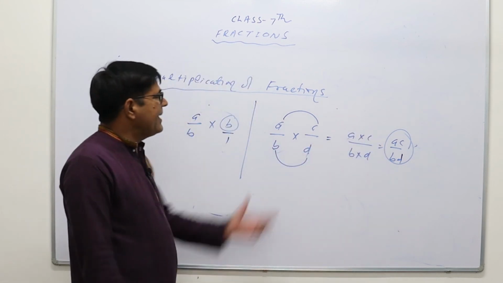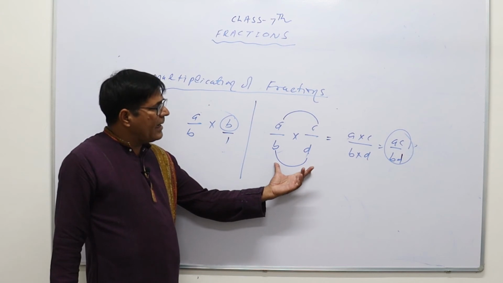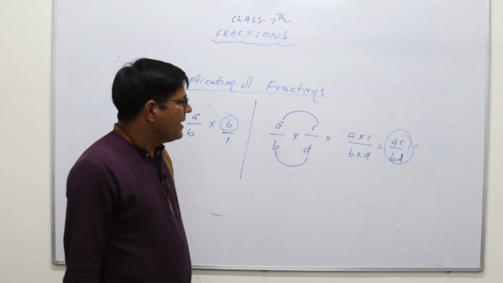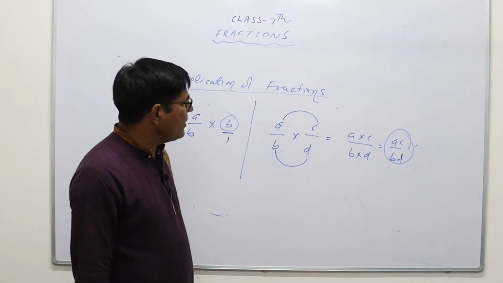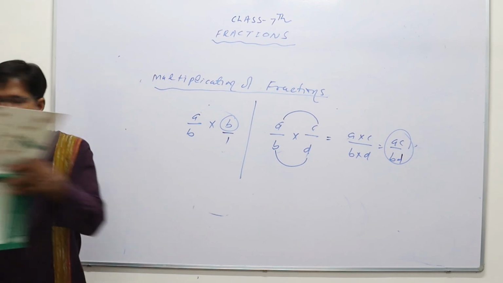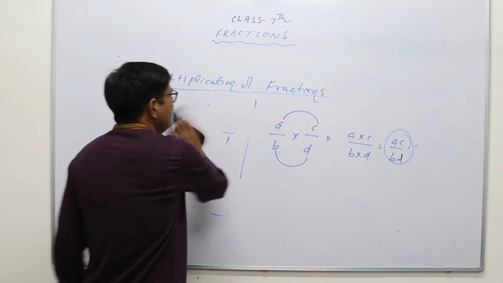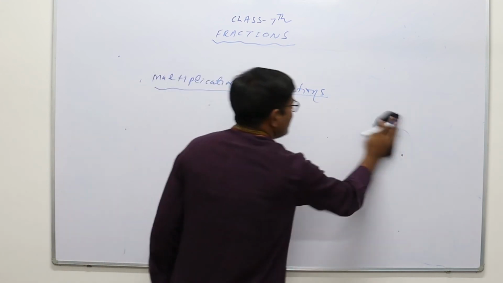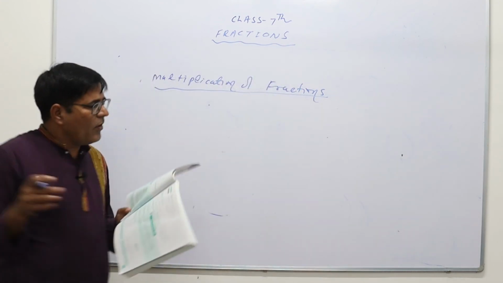But it's my suggestion that before multiplication, if there is any common factor, then first divide by the common factor so that your multiplication will be a little bit easier for you. Now let us see some multiplication of fractions. So the first question: multiply the following fractions.